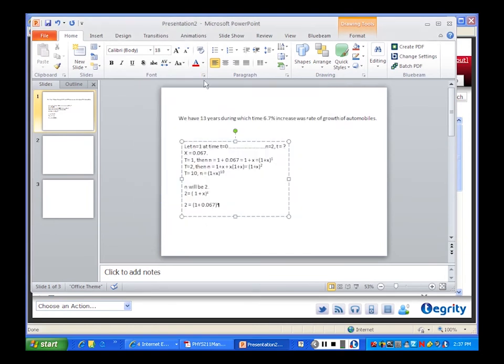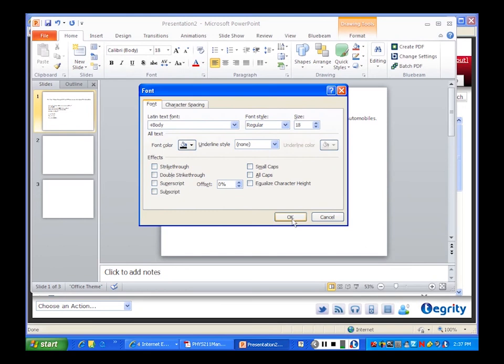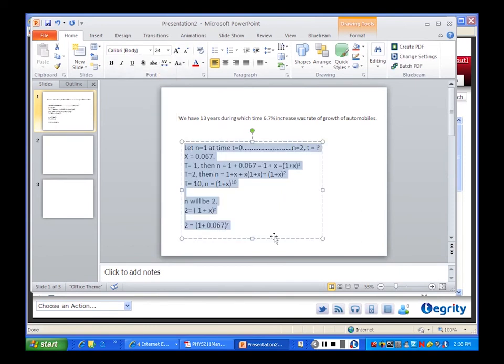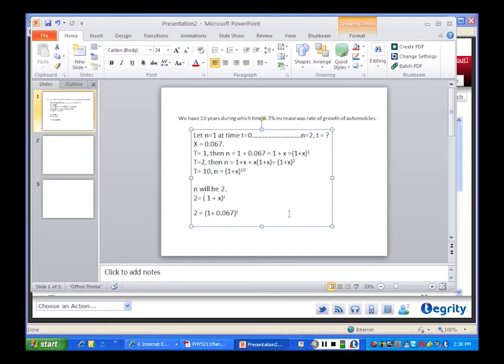I can take off that superscript. Increase that a little bit up here, make that a little darker. All right, so there we go: 2 equals (1 plus 0.067) raised to the z power. That superscript there is z.